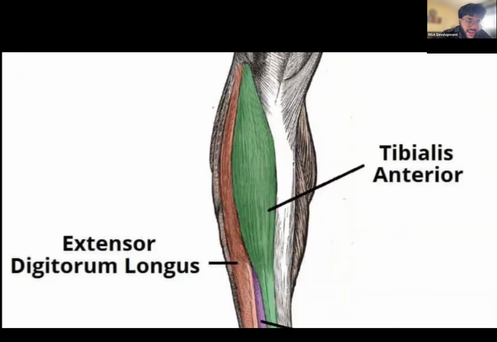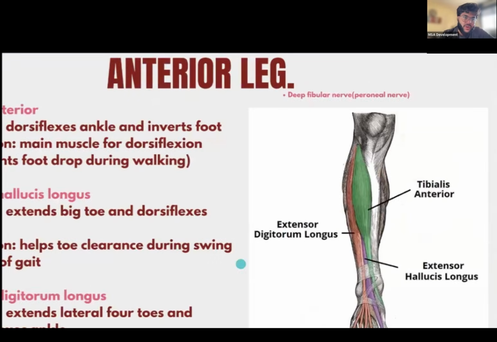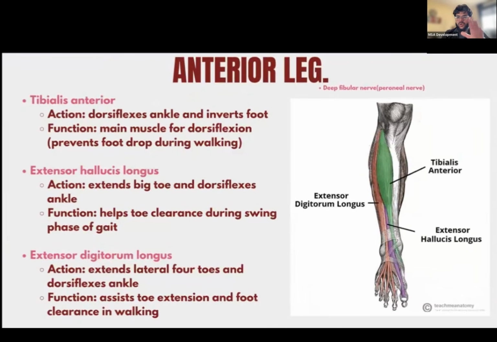Again. Next up, we have our extensor hallucis longus. Okay, this extensor hallucis longus's origin is from the fibula. Its attachment is the big toe, and it is responsible for extending the big toe and dorsiflexing the ankle. Okay, moving the ankle upwards. Next, we have our extensor digitorum longus, whose origin is the tibia and fibula, and its attachment is to the lateral four digits, and it is responsible for extending the four digits upwards and for the dorsiflexion of the foot again. So the anterior leg is for moving everything upwards, dorsiflexing the foot, moving the toes upwards, and that's all. Again, keep in mind the tibialis anterior is responsible for preventing foot drop when you walk.